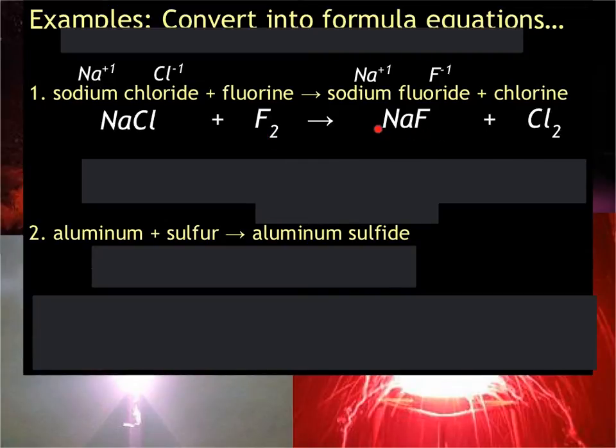This is going to be sodium fluoride. We've got a positive charge on the sodium, a negative charge on the fluorine, so it's a 1-to-1 ratio. And that's going to be plus chlorine, Brinclhof. The Cl in Brinclhof means chlorine is also a diatomic element, so I'm going to need to put down 2 of them in order to have things correctly done.